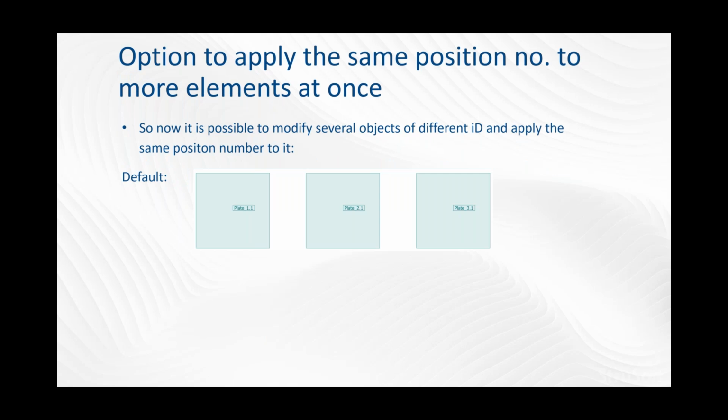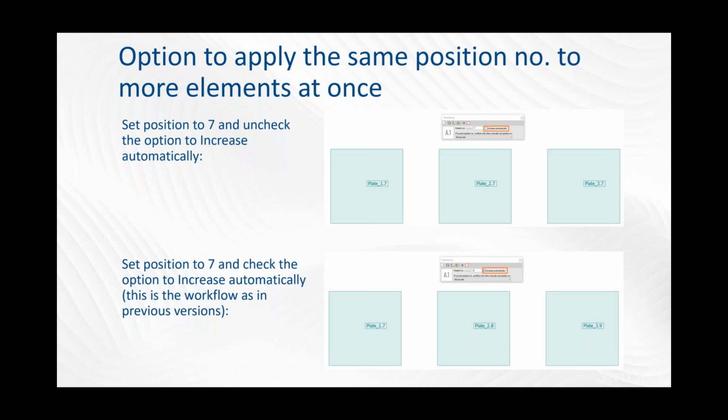the option to apply the same position number to more elements at once. So this was the default, and now we are able to modify it. And as you can see in this example, we have set the position to 7 and unchecked the option to increase automatically, and then we check it, and this is the difference in how the numbering of the elements occurs.